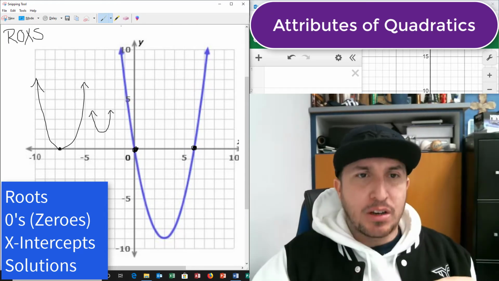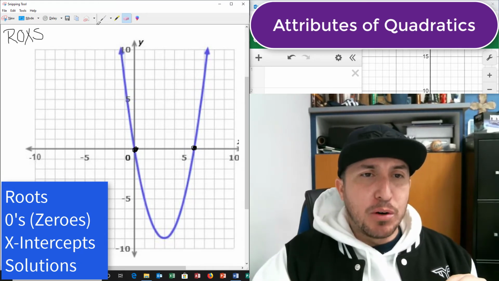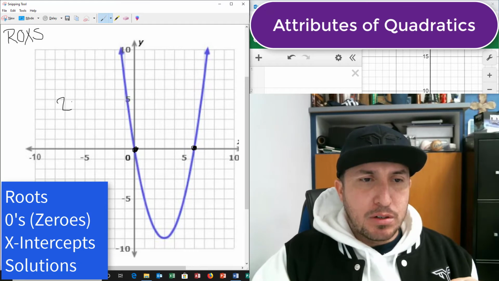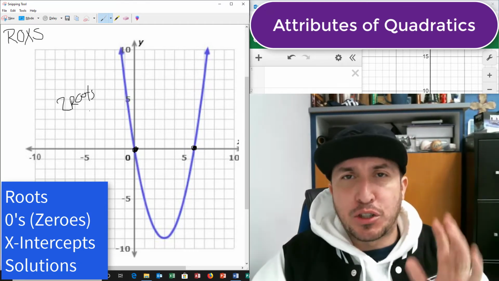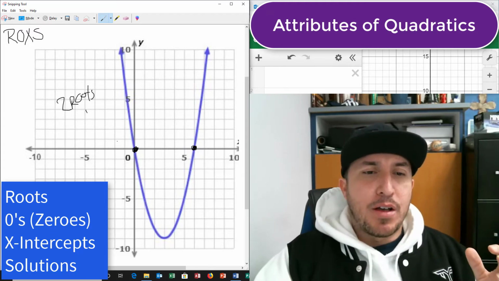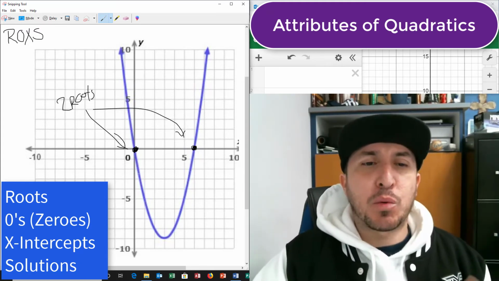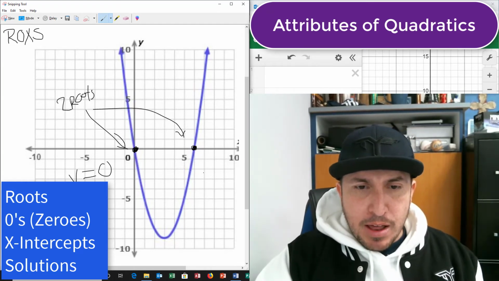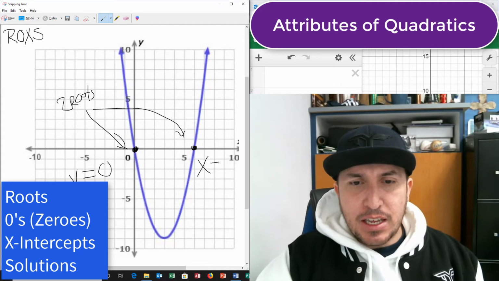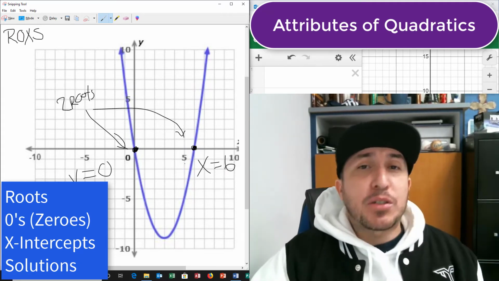All right, so let's answer this question. How many roots are here? Well, for this question, there are 2 roots. Or you could say zeros. There are 2 solutions, 2 x-intercepts, whatever. There's one right here, and there's another right there. What are the solutions? This one is x equals 0, and this one is x equals 6. That's what the answers are.